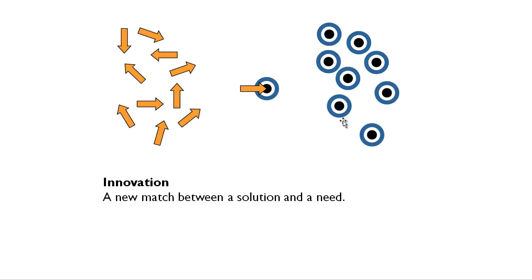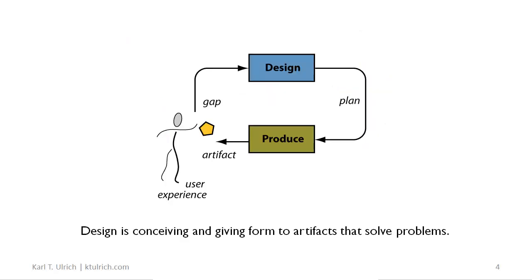Now, if you think about the target as a gap and the arrow as an artifact, then arguably design results in innovation. So our definition of design is conceiving and giving form to artifacts that solve problems. And certainly it's reasonable to think of that gap as the need and the artifact as the solution, and design proceeds from need to solution, and in that sense is definitely innovation.